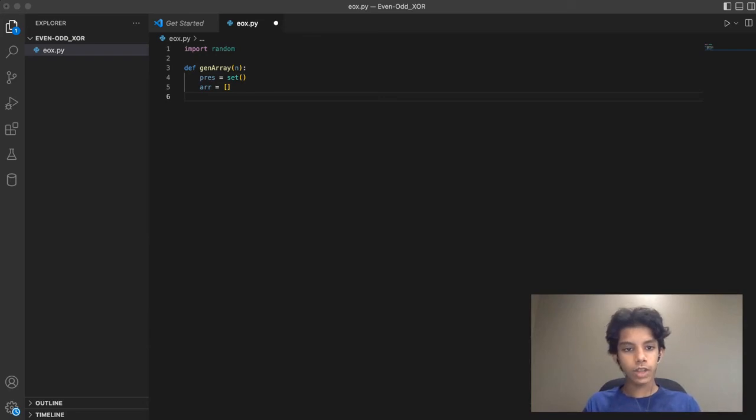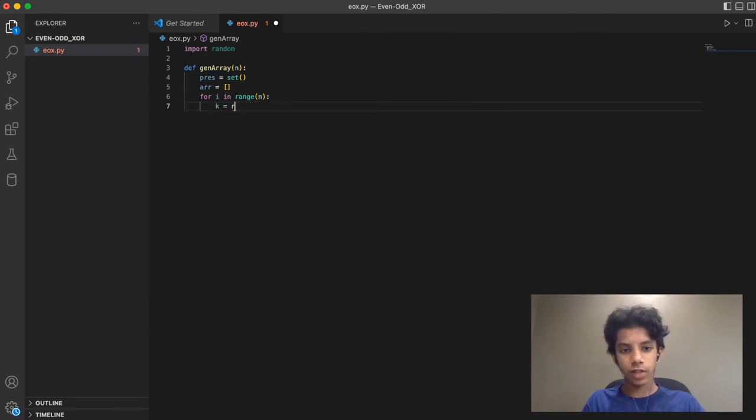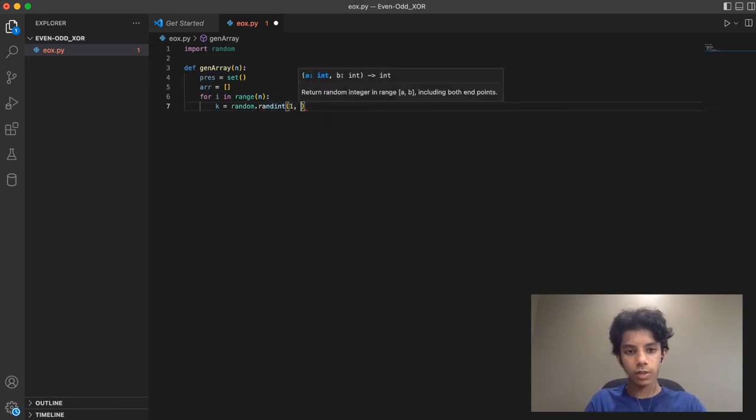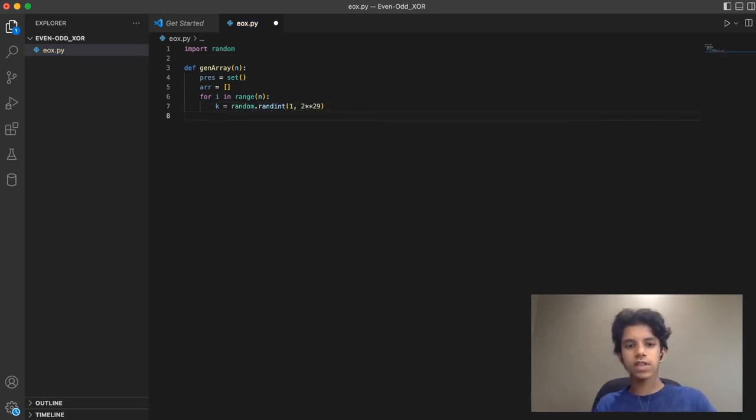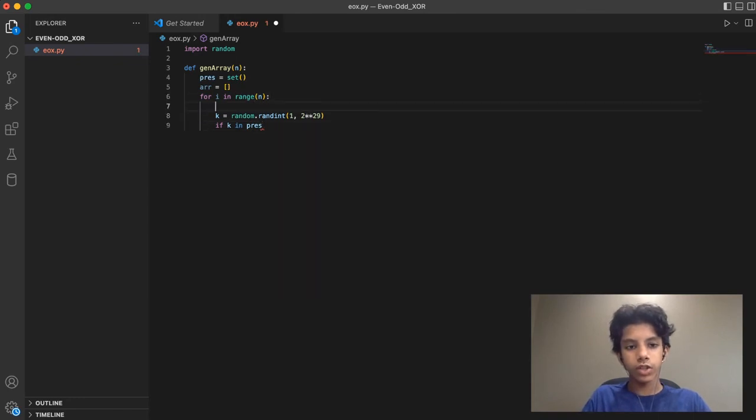And so now what we want to do is create a for loop, so for i in range n, k is equal to random.randint(1, 2 to the power of 29). Right, and this is setting some bounds, but it's okay. If k in pres, and actually it will need to be a while True.